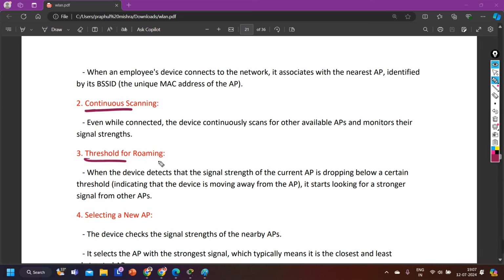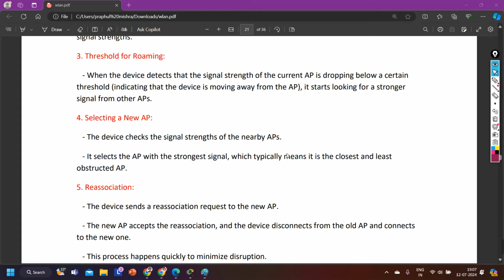Then guys, threshold for roaming. See, there is a certain level of signal strength, guys. If the signal falls below that certain level, then your client machine is going to check whether other APs are providing a stronger signal or not. So the threshold for roaming is what? When the device detects that the signal strength of the current AP is dropping below a certain threshold, it indicates that the device is moving away from the AP. So if signal strength is dropping, that means the client machine is moving away from the AP. If signal strength decreases below a certain level, it starts looking for a stronger signal from other APs. Getting my point? So this is the threshold for roaming, meaning there is one level for each AP.